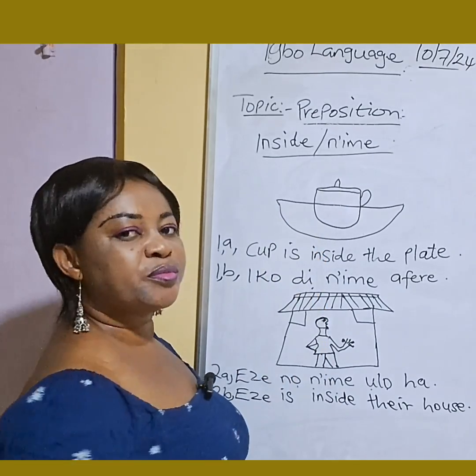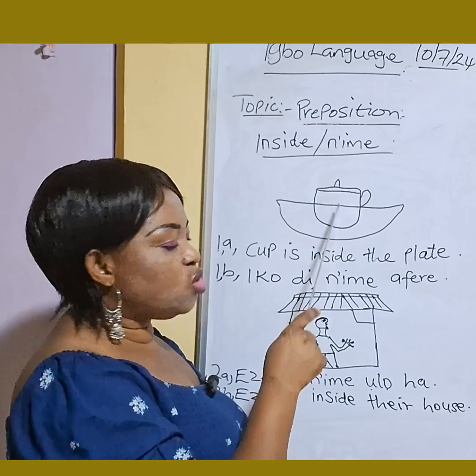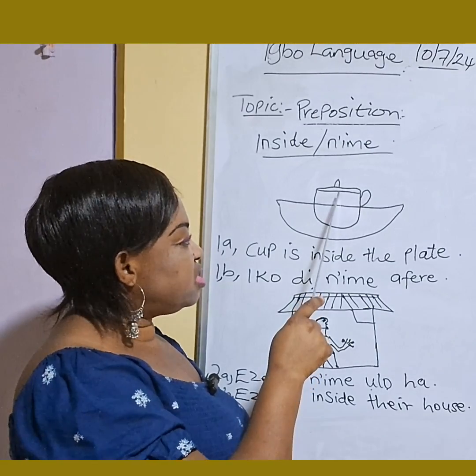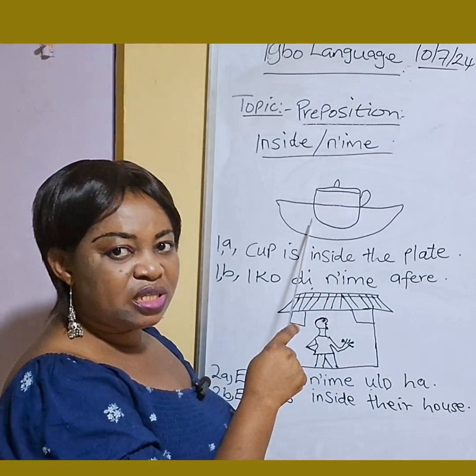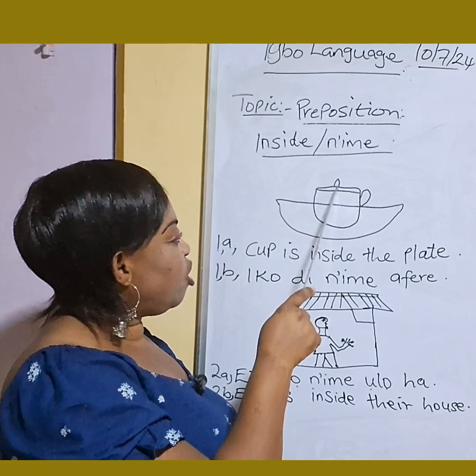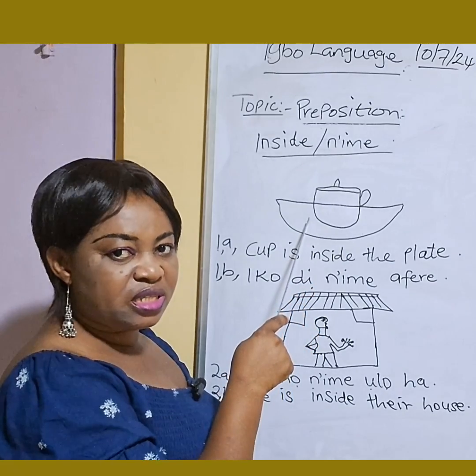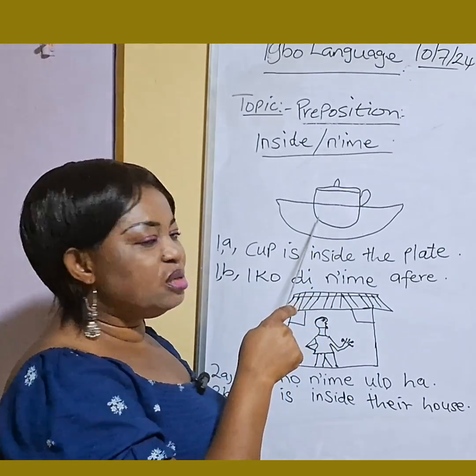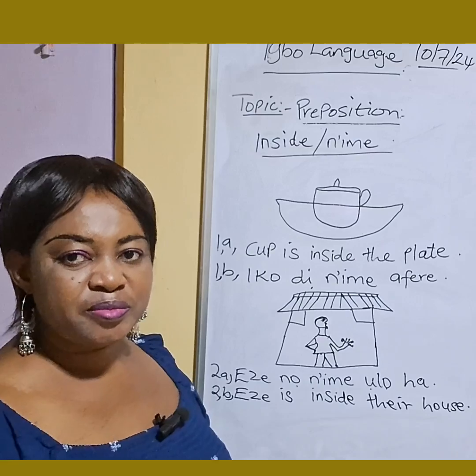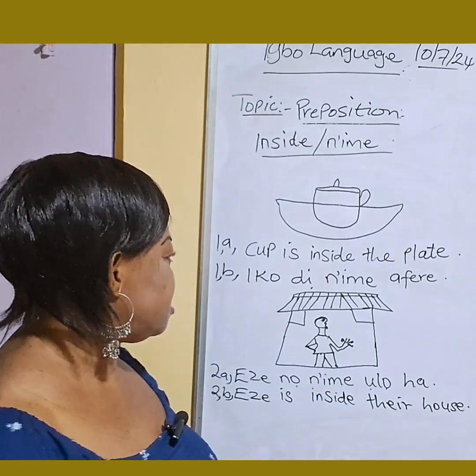Again, n'ime. You can see two different objects. This is a cup and this is a plate. You can find out that the cup is inside the plate. Ị ga-ahụ na iko a dị n'ime afere a. Let's see them in sentences.